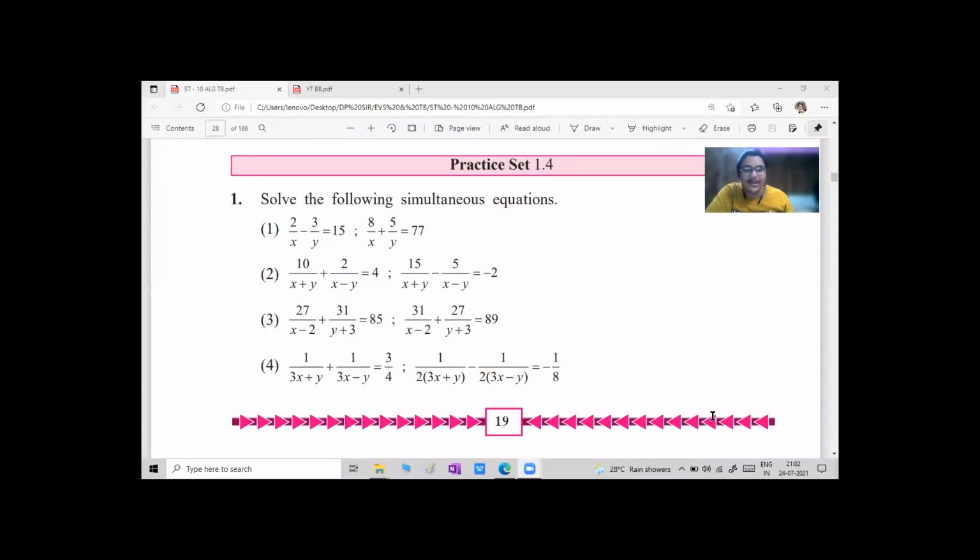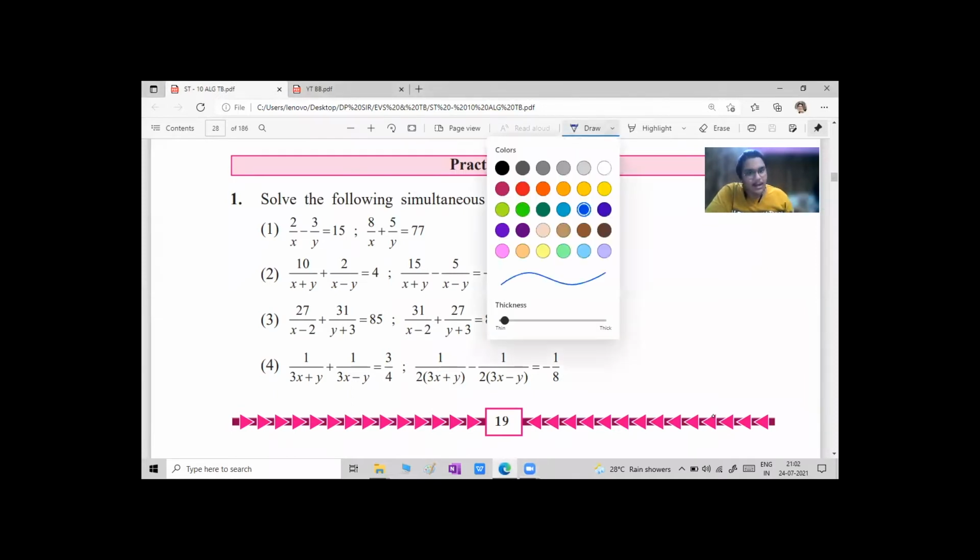Now coming to a very important part of the topic, practice set 1.4, which we need to solve using the same methods which we have studied earlier. Only the thing is we have to use a different approach towards the question.